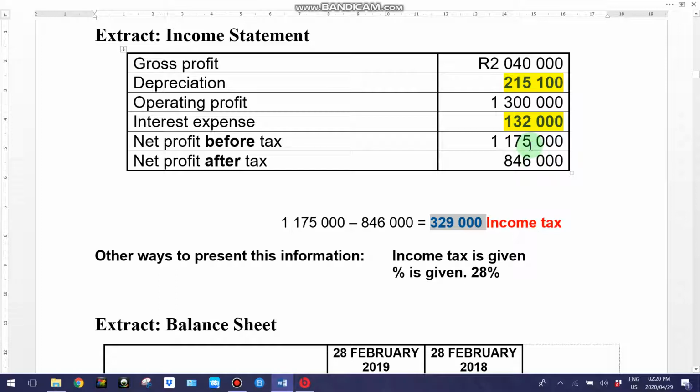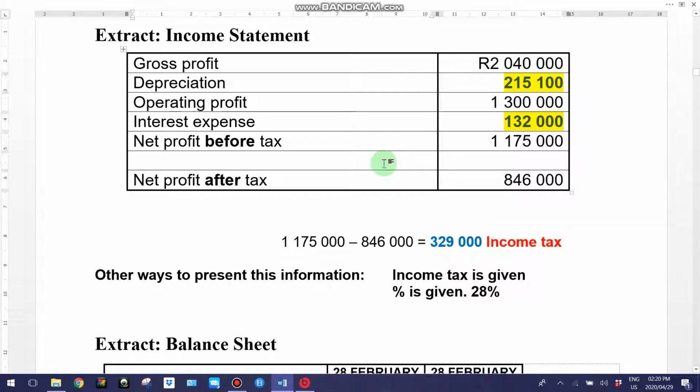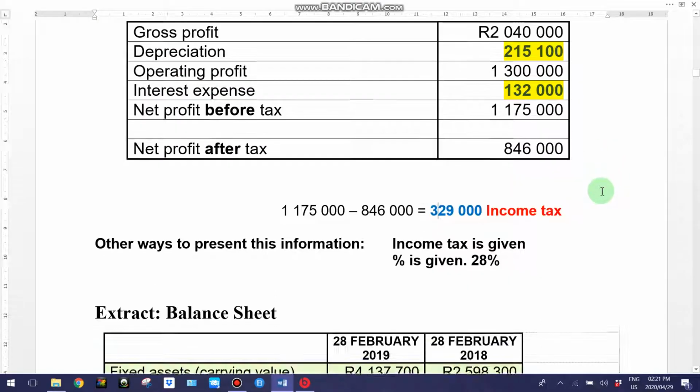The easiest case scenario here is when the tax amount is just simply given, where they just put an extra line there and then they put in the tax amount in here and it's given. In that case, you don't have a problem. You just use the amount that is given.